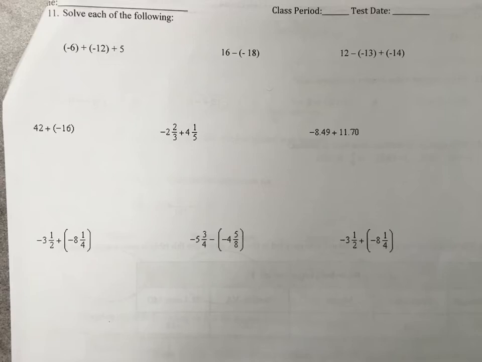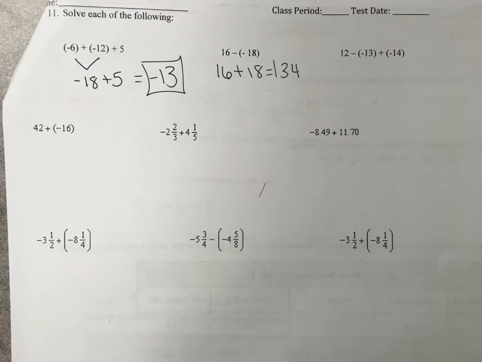Okay, so now we're on number 11. We're going to solve. So negative 6 plus negative 12 gives me negative 18. Plus a positive 5, we will end up with a negative 13 left over. Because remember, when you have positive and negative, we're actually subtracting. So then we have a subtraction. Remember, we're going to change this to addition, change the 18 to a positive, so 16 plus 18 would just give me 34, positive 34.